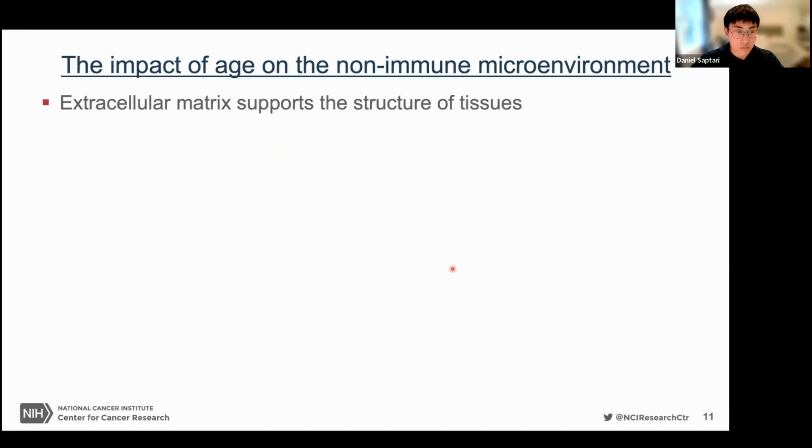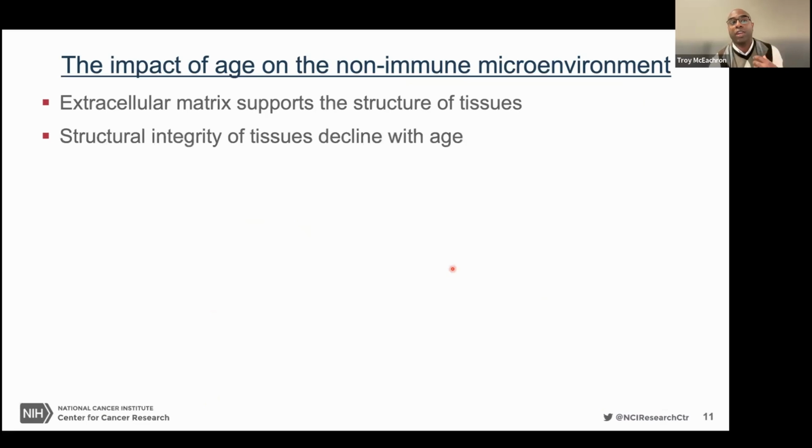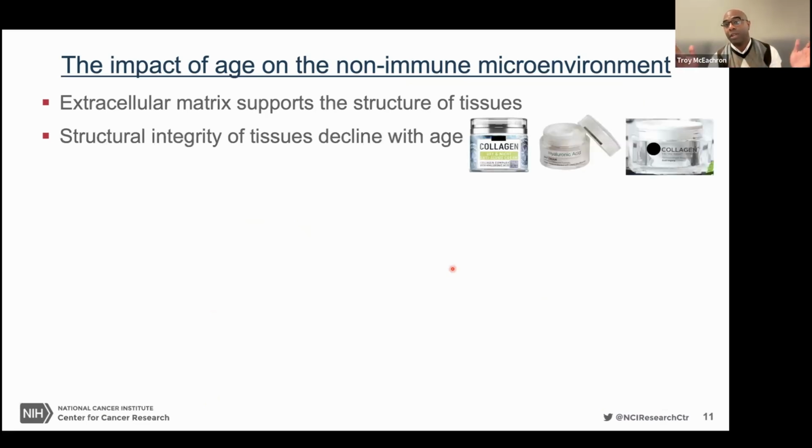Other things, the impact of age on the non-immune microenvironment. So the extracellular matrix supports a variety of tissue structures, and this integrity decreases with age. And if you watch any bit of trashy TV like me and my wife do, you're inundated with these commercials saying hyaluronic acid and collagen creams and all these things. It's the fountain of youth. But they're not actually lying, right?